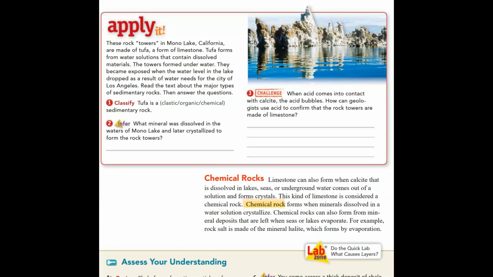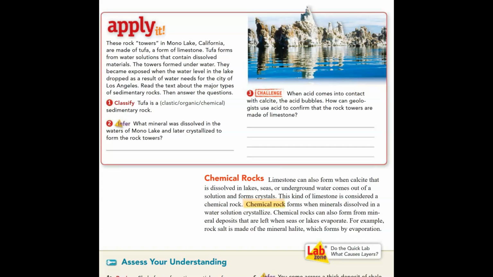I know we haven't applied it, but we have to read the bottom first. Limestone, woohoo, can also form when calcite that is dissolved in lakes, seas, or underground water comes out of solution and forms crystals. This kind of limestone is considered a chemical rock. Ooh, shaking things up. Chemical rock forms when minerals dissolved in a water solution crystallize. Chemical rocks can also form from mineral deposits that are left when seas or lakes evaporate.